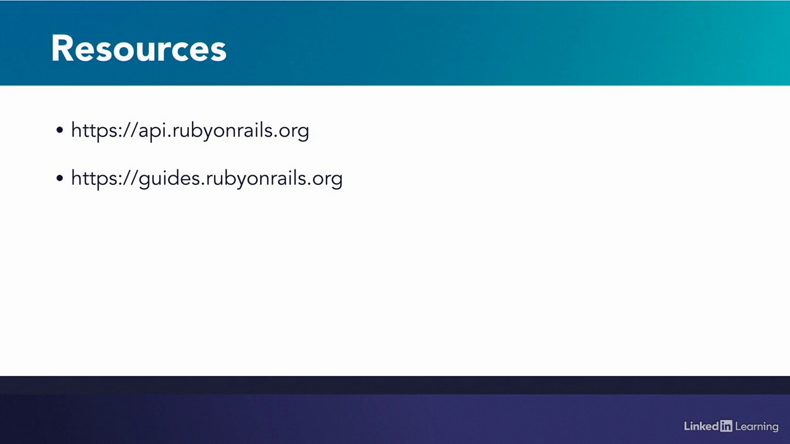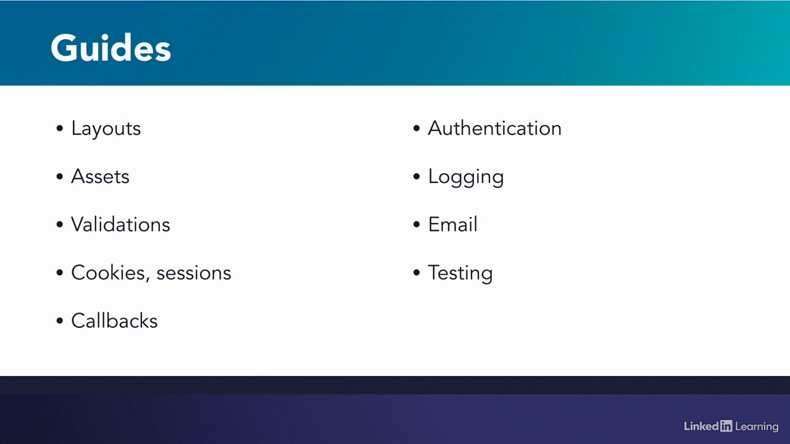The second resource is guides.rubyonrails.org. The guides pages provide explanation of the different features that are available. So they'll tell you what's available and how to use them. You can use the guides pages to go deeper into all the topics that we've learned in this course, and there's also a number of other topics that you can learn about that are important for your web development.